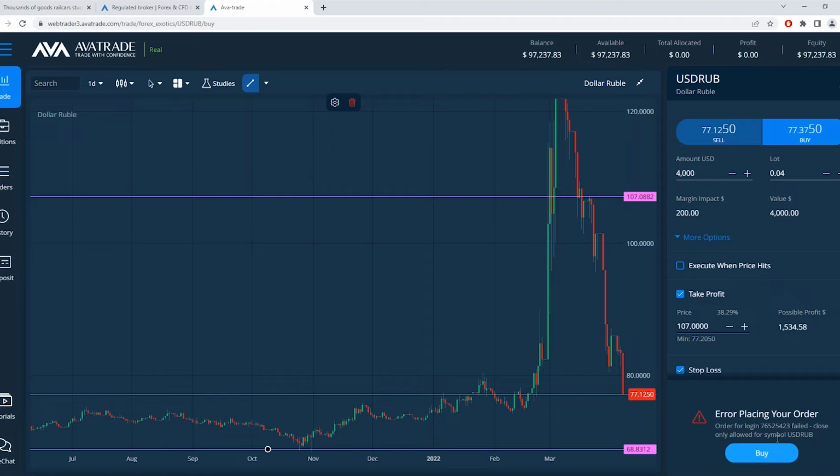I know what's happening here. It wasn't the distance away on my stop loss and take profit. We were far enough away. I should have read the error closer. You see it says close only allowed for this symbol.